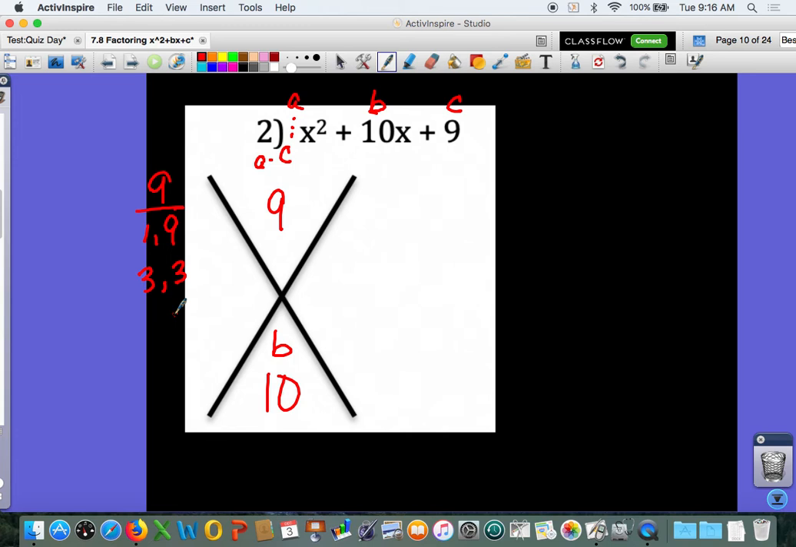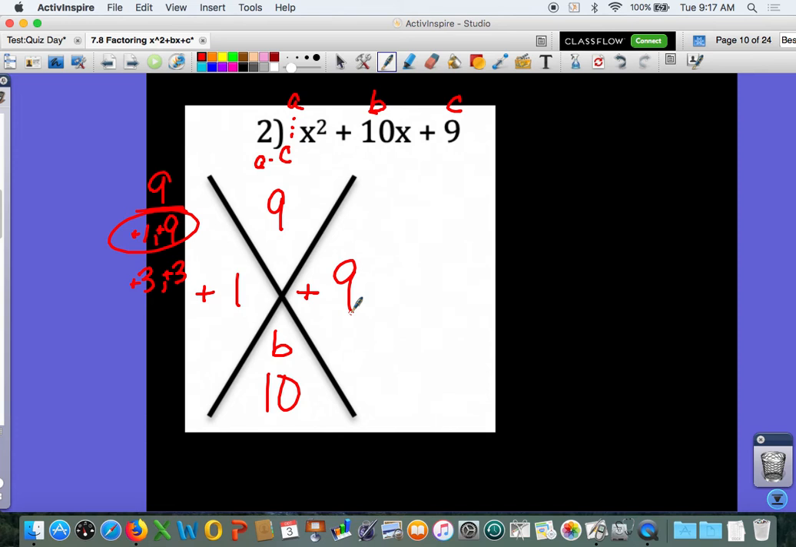Before I go any farther, I need to know what my signs are going to be. Think back to that chart. C was positive and B is positive, so that means my signs are both positive. If you want to write pluses beside all your numbers, that's fine. Which set adds together to give me 10? Well, 1 plus 9.